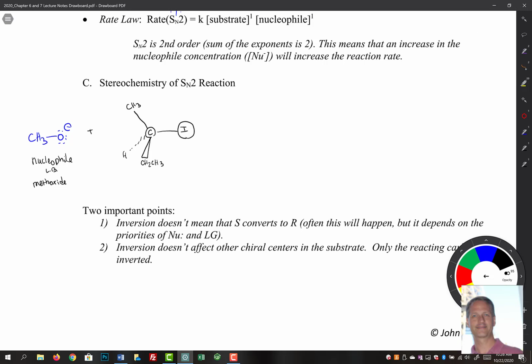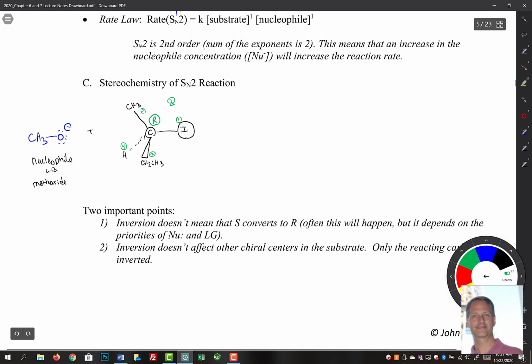Now, let's take a second. Let's go back to what we learned in stereochemistry, and let's determine whether this is R or S. So as far as numbering these things, this would be number 1. This would be number 4. This side would be number 2. And then up here would be number 3. So that's moving around this direction, and that makes this an R right now.